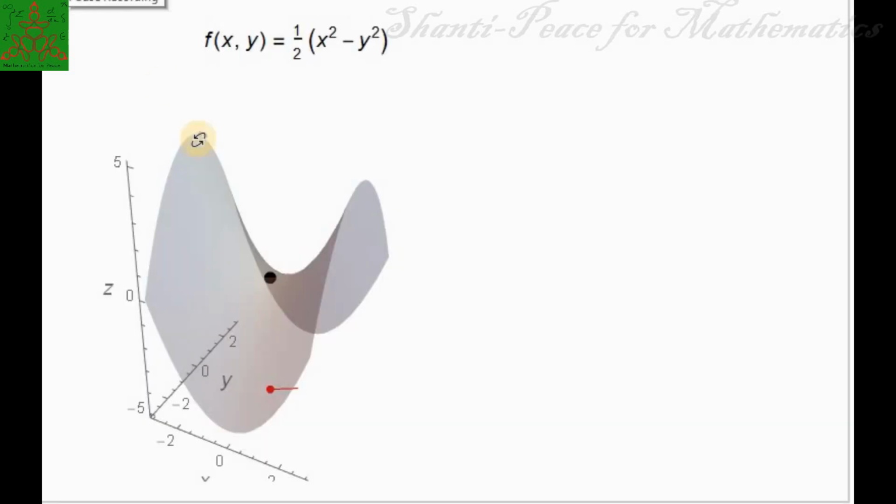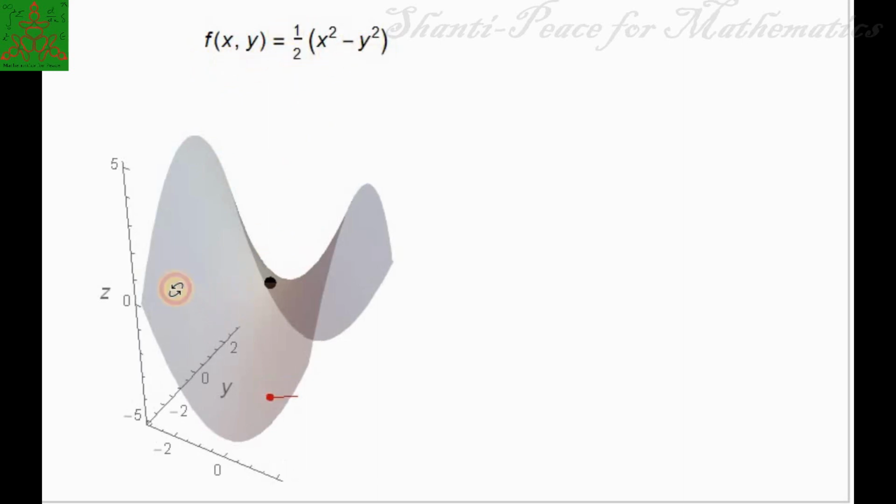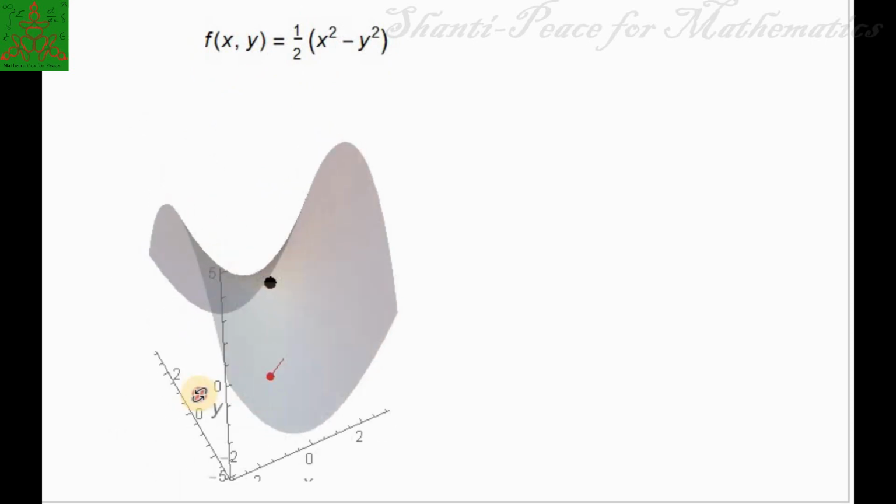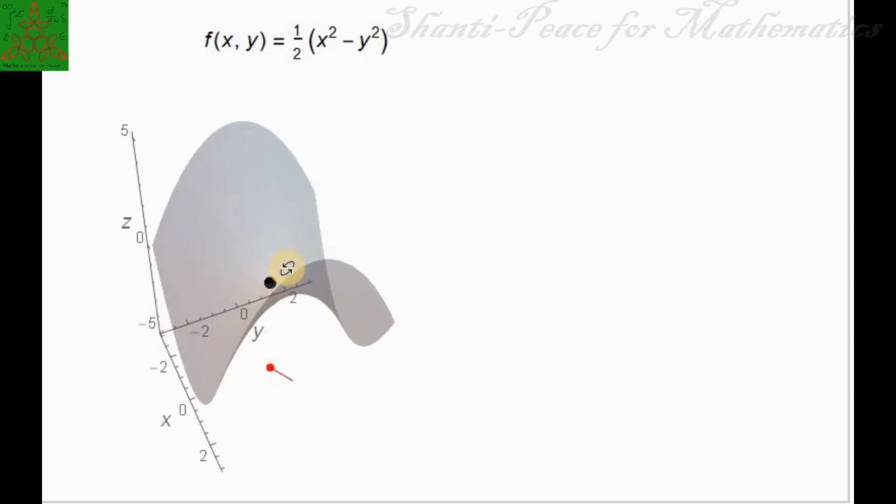So here I have plotted the surface f of x, y as 1/2 (x² − y²), and the surface looks like this. You can see that at this point, that is the (0, 0) point, I am plotting a directional derivative, and this red arrow denotes the direction in which we are plotting the directional derivative, or a plane parallel to that and intersecting the curve.